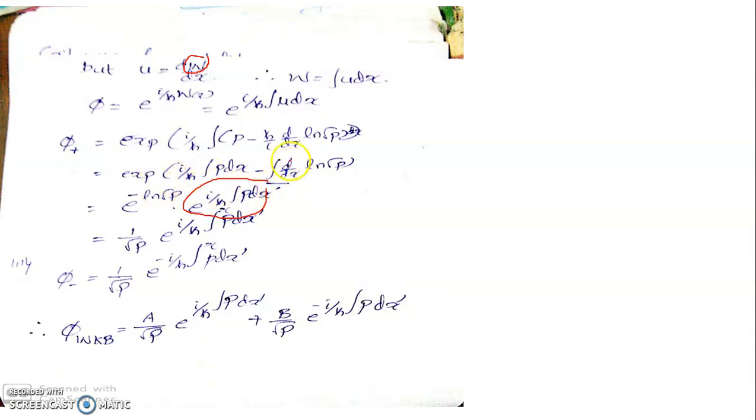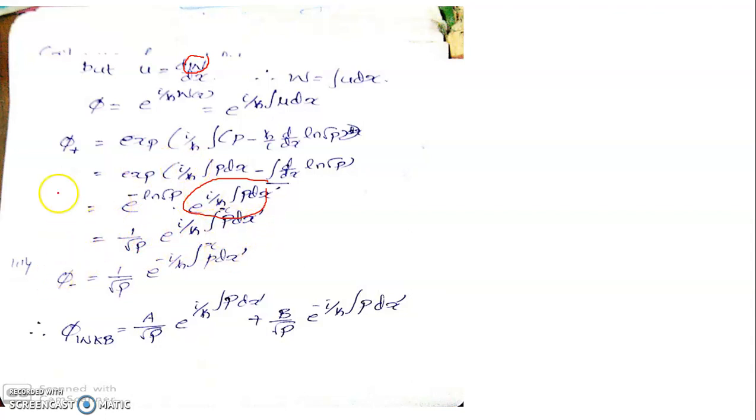However, e raised to minus integral d by dx of natural log root p is e raised to minus natural log root p. The integration will be cancelling with this differentiation to make it e raised to minus natural log root p. So this term becomes e raised to minus natural log root p into this, which is retained as it is, e raised to i by h cross integral p dx. E raised to log x is x itself, so e raised to minus log x is 1 by x. So this is 1 by root p e raised to i by h cross integral p dx.